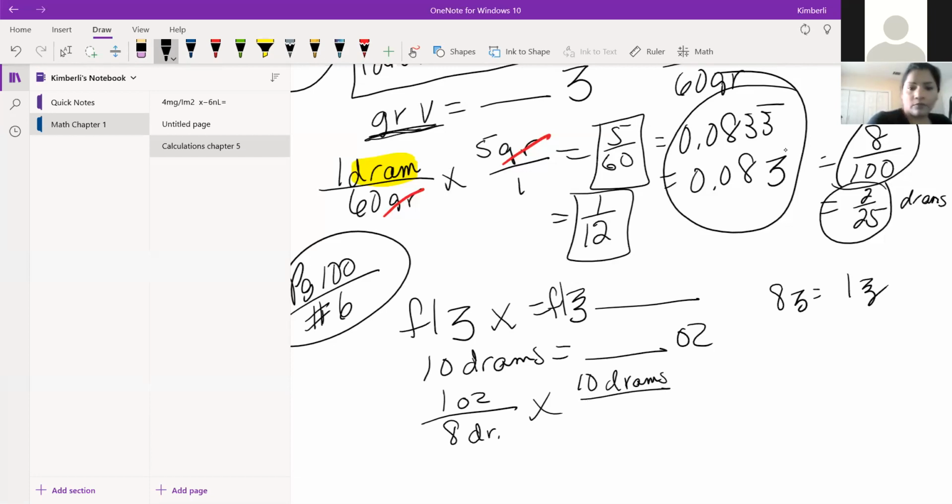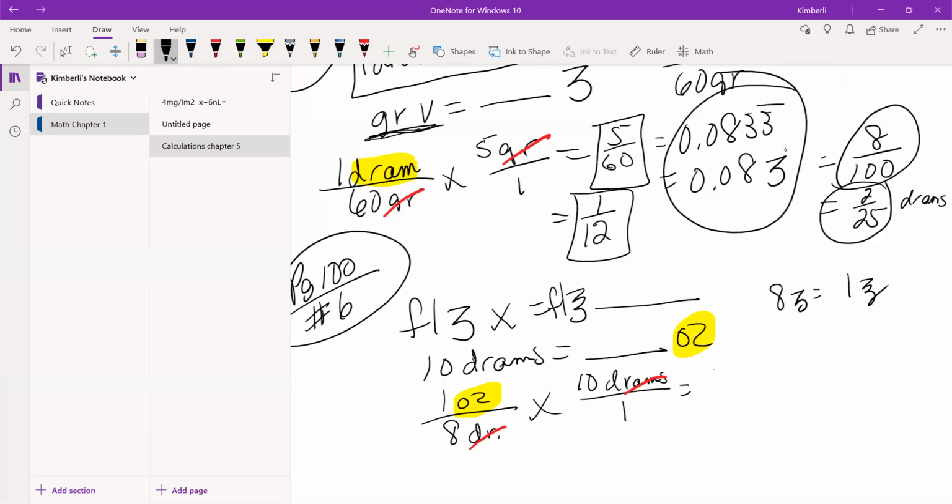One of these days I will get used to this stylus. Okay, so I'm looking for ounces. So I've got ounces on top. Drams are going to cancel because I don't want them. This is going to give me my answer in ounces. 1 times 10 is 10. 8 times 1 is 8. It's going to give you 1 and 2/8, which is 1 and 1/4 ounces.